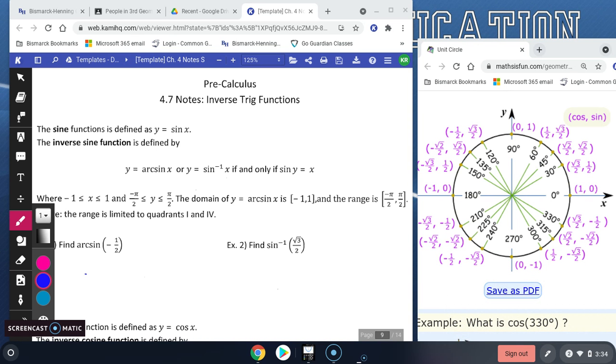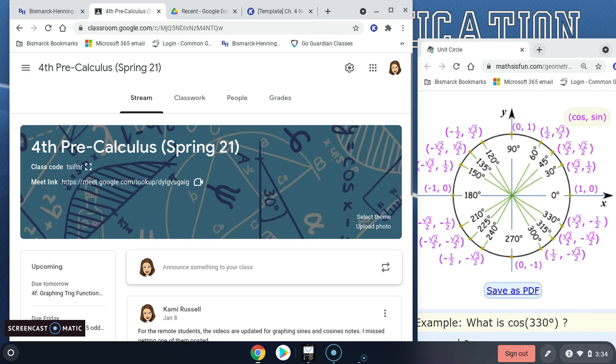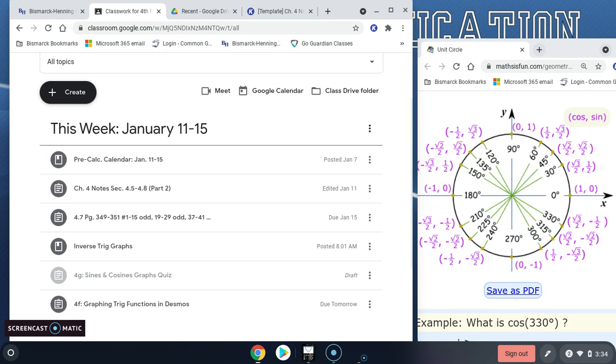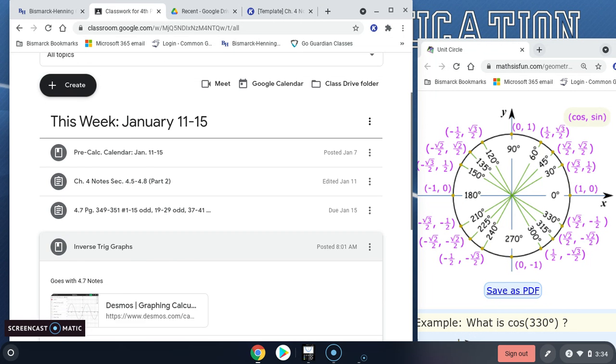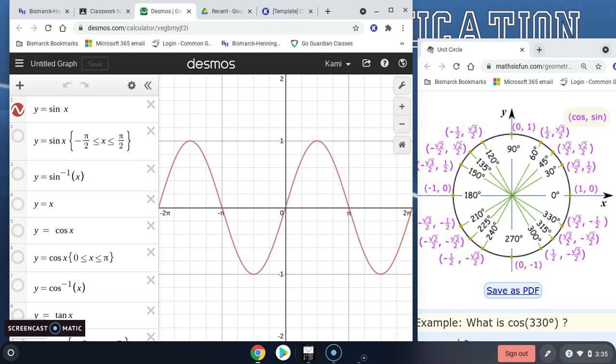Alright, we're going to look at 12.7 notes today. First, I actually want to start in Desmos. So if you go to our class, in classwork, you'll see this inverse trig graphs, and you follow it to a Desmos link. And you can select equations and unselect equations. You can also adjust the equations that I have done for you if you want to do that.